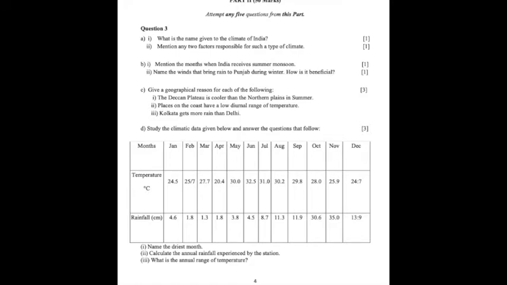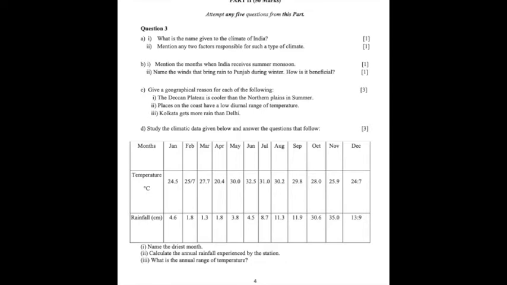Next, the places on the coast have low diurnal range of temperature. Places on the coast experience maritime climate as they have a large influence of the oceans and water bodies. Because of the effect of water bodies, the temperature remains equable and they have a low range. Is there any other keyword in this answer? I think the moderating influence of the sea is the main one.